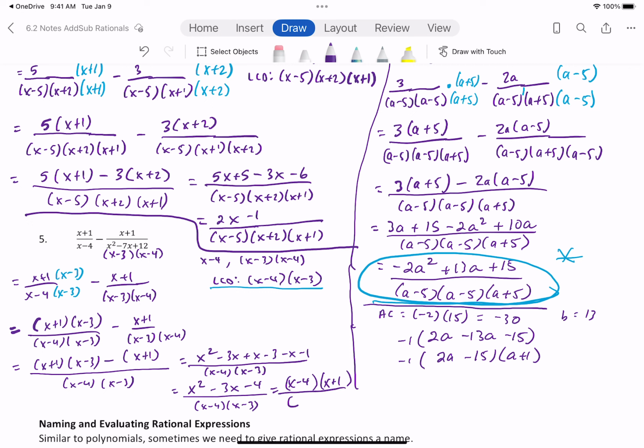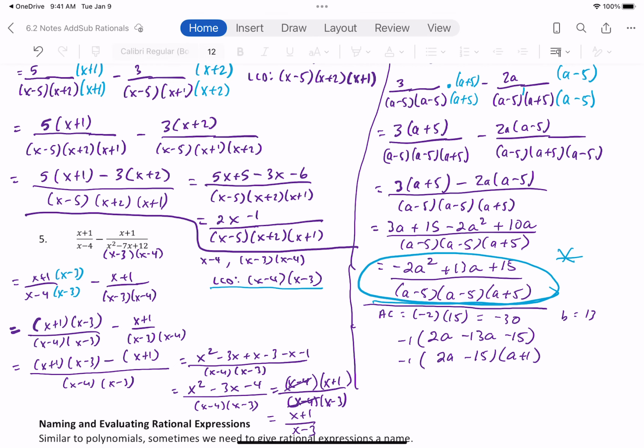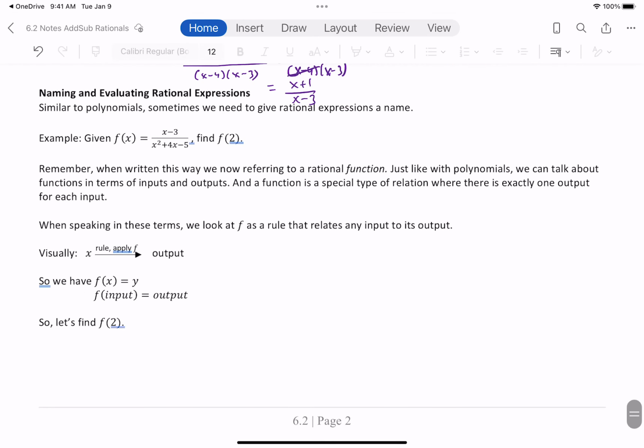And that's over that common denominator. And you see this time I have a common factor of x minus 4 that I can cancel this time. So my final answer is x plus 1 over x minus 3. Don't worry, that's as bad as it gets.